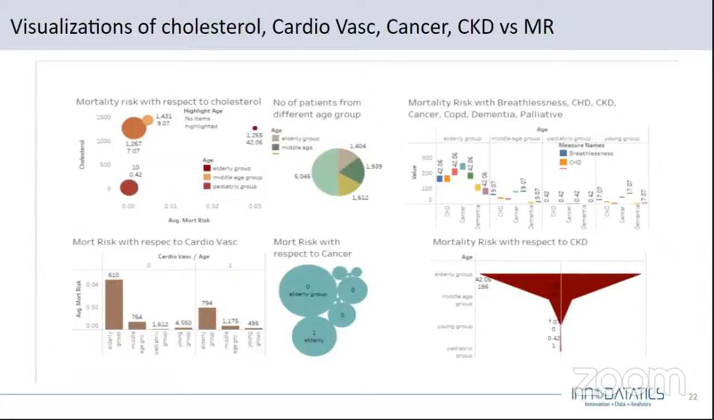Here we are looking at cholesterol, cardiovascular disease, cancer, and chronic kidney diseases. Except for cholesterol, cardiovascular disease, cancer, and chronic kidney diseases are affecting the mortality risk of the elderly age group, and cholesterol the young age group. Next slide, please.